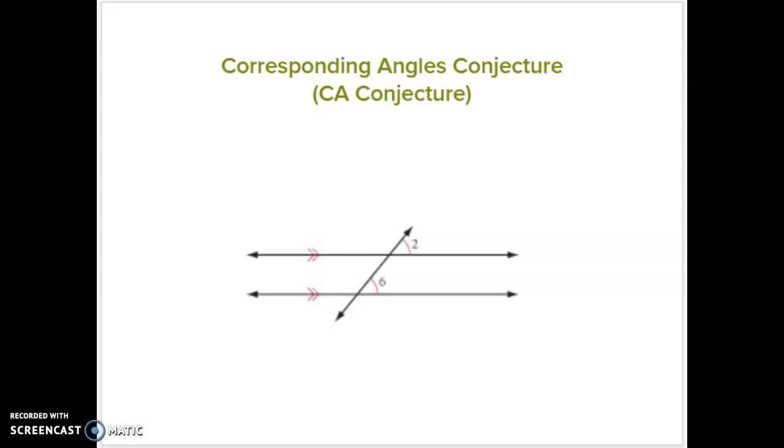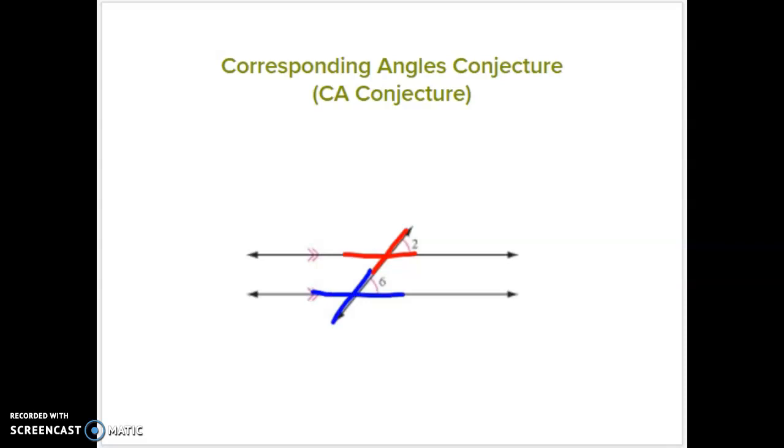First, before we get into our actual conjectures, you need to know what a corresponding angle is. So on your conjecture sheet, next to corresponding angles conjecture, I want you to draw this picture. Okay, a corresponding angle is an angle that lines up in the exact same spot in both sets of parallel lines. So for example, notice we have an intersection here on this top parallel line with the transversal, and then we have an intersection here as well.